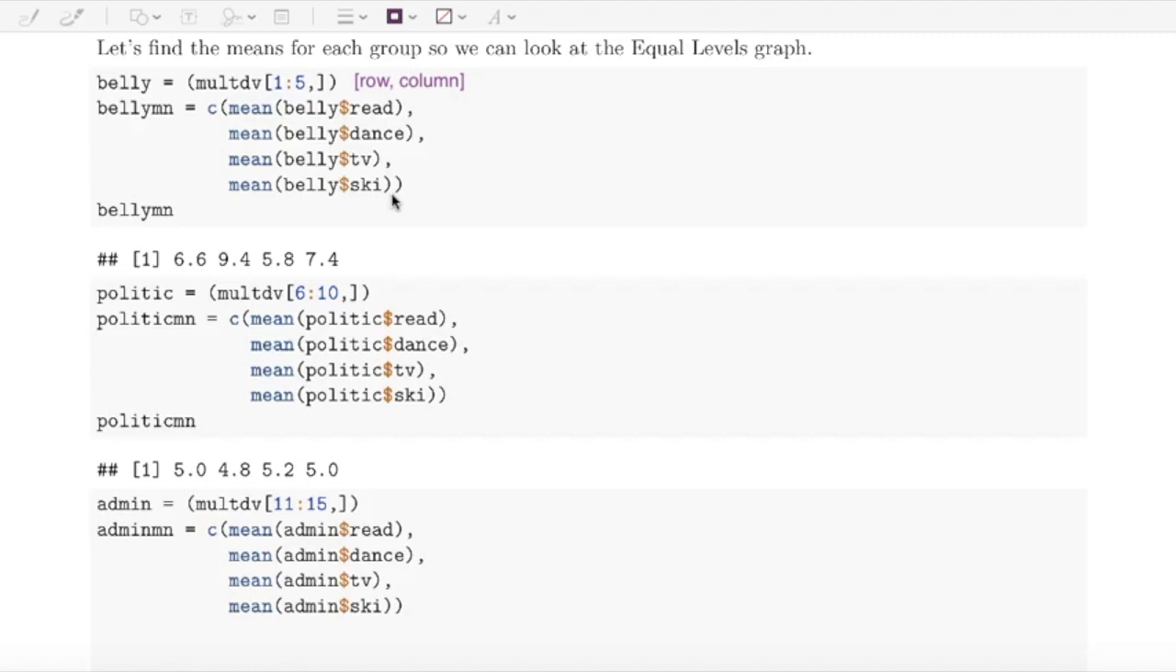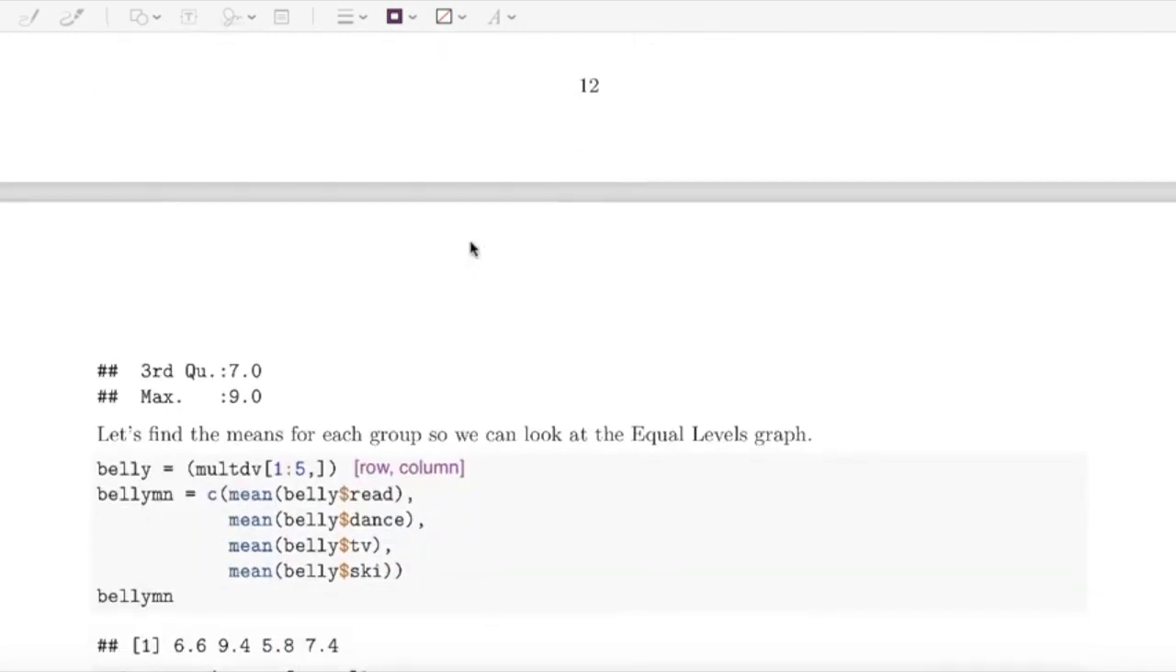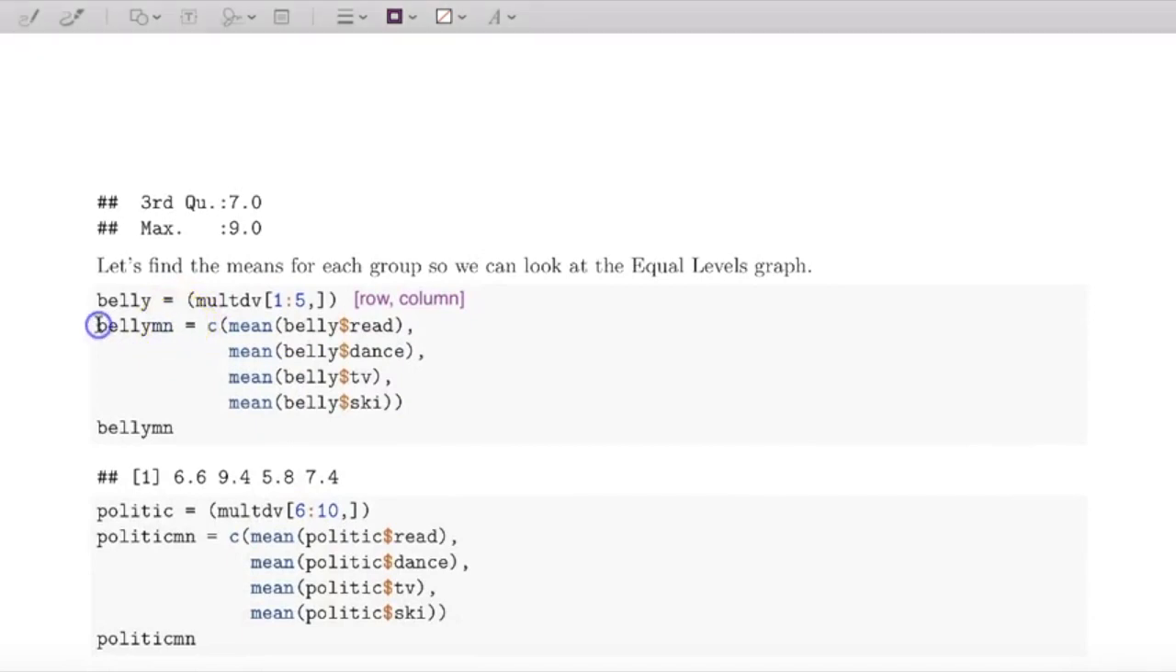So I need to do a little bit of data manipulation here. For the belly dancers, remember it's just rows 1 to 5. So 1 to 5, those are the belly dancers. And I want to calculate the mean for reading, the mean for dancing, the mean for TV, and the mean for skiing. So that's what we're going to do here. I'm going to store everything into belly MN for mean, and I just calculated the mean for belly dollar sign reading, sorry, and then the same thing for dance, TV, and skiing. So this is going to store 4 means, 4 grand means, and this is what they are.